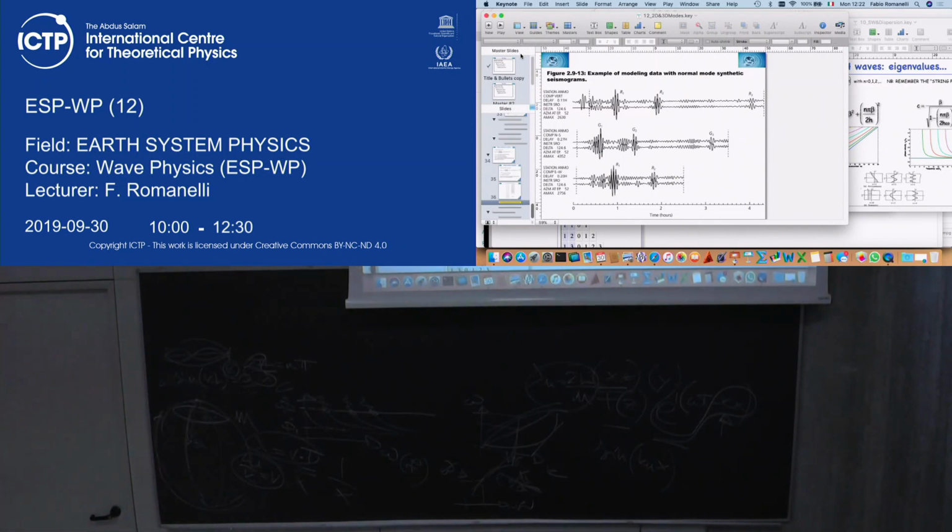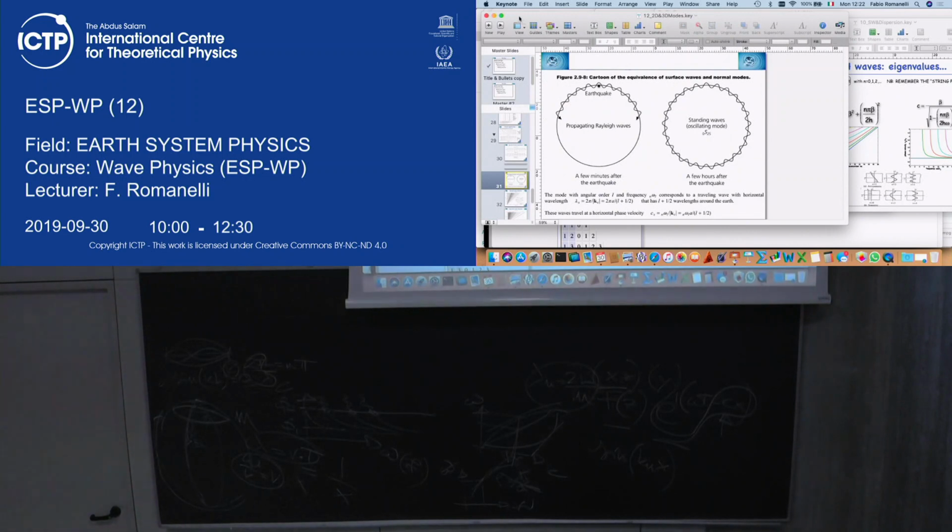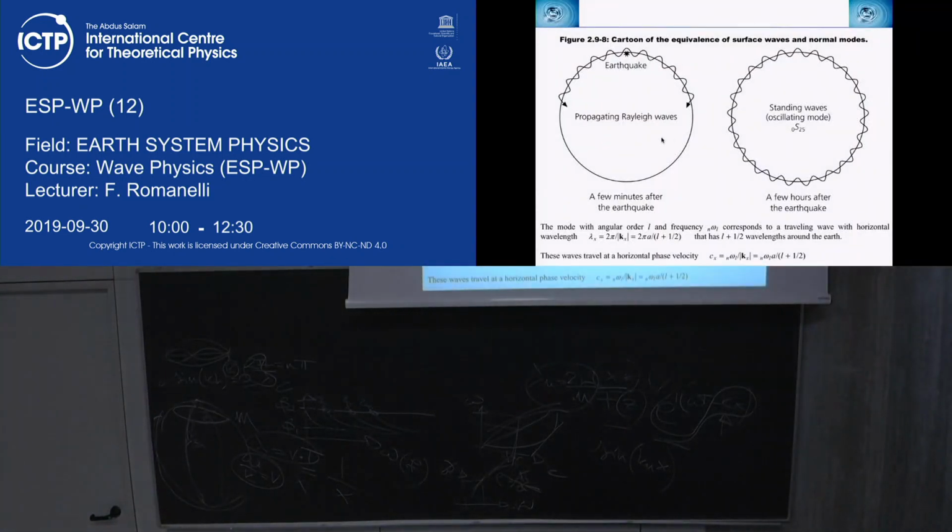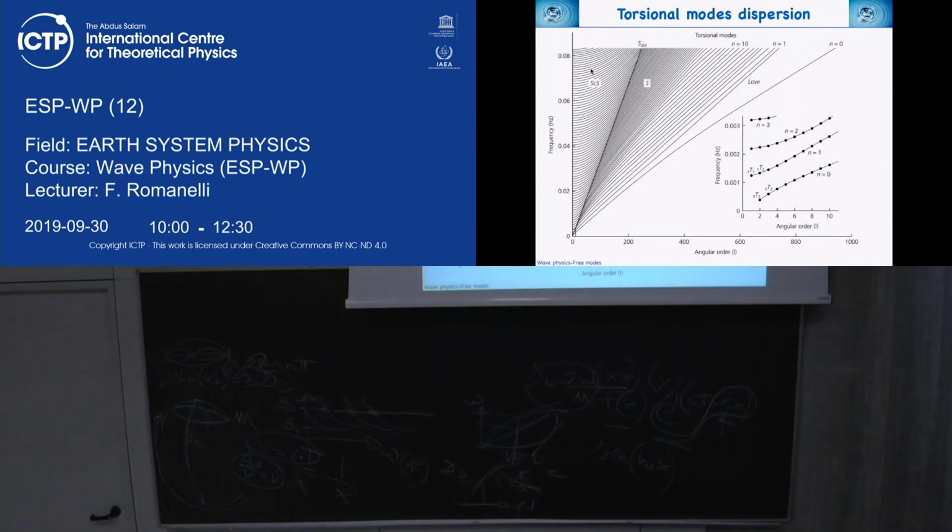So message to take home. If we take a spherical geometry, we separate the variables, we do all our beautiful but terrible algebra, we can separate the problem into two: PSV, SH, spheroidal, torsional, like Rayleigh and Love. Plus, if we properly do this similarity process, we have also the body waves, because now we have a finite body.